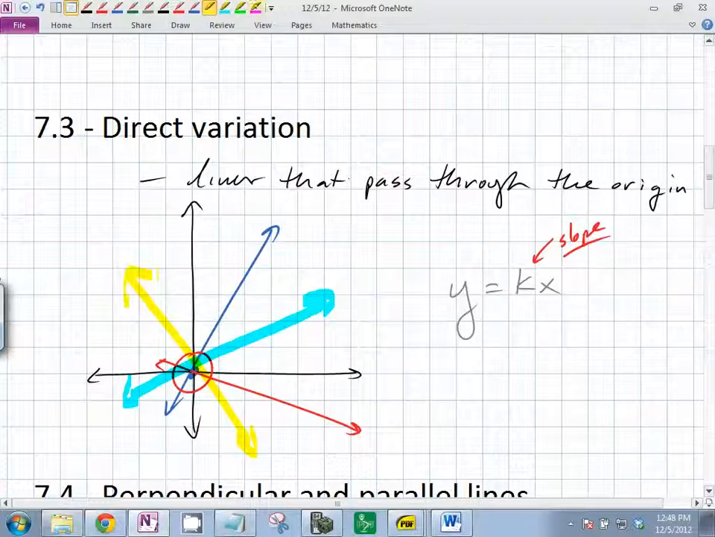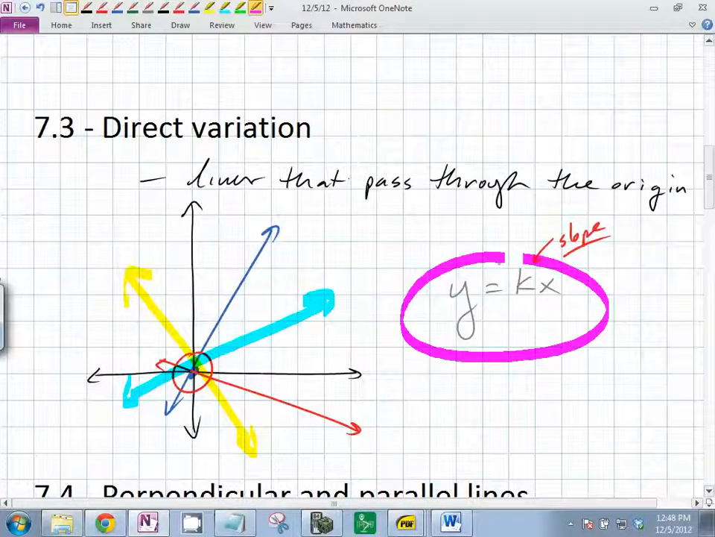The only thing that's important to remember about direct variation is that all the lines have the form y equals k times x, where in this case k is the slope. They're just relabeling it. It's kind of arbitrary. I don't know why it's k, but when you see y equals kx, it means direct variation.